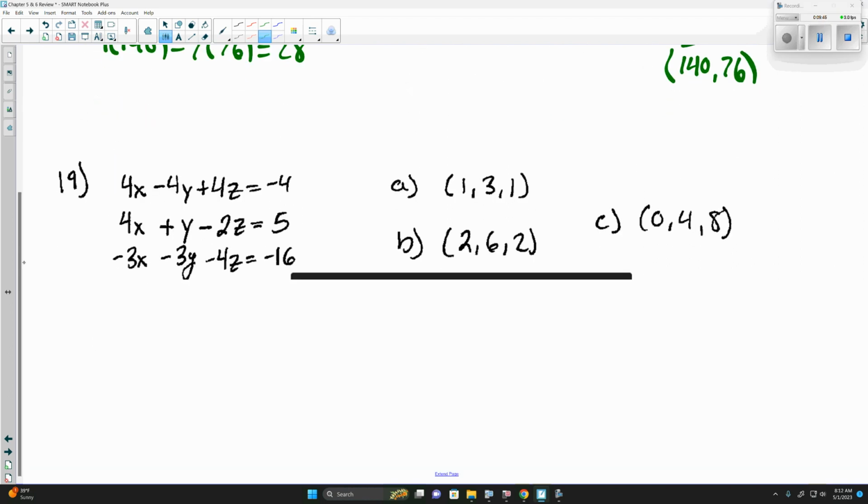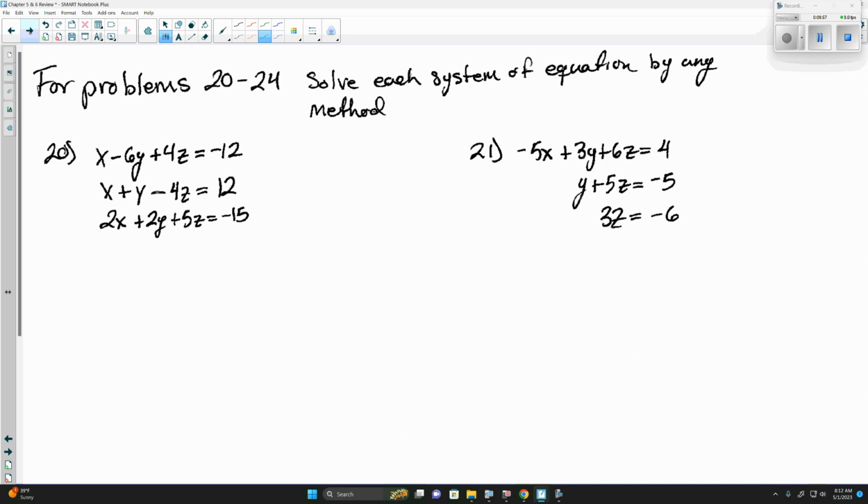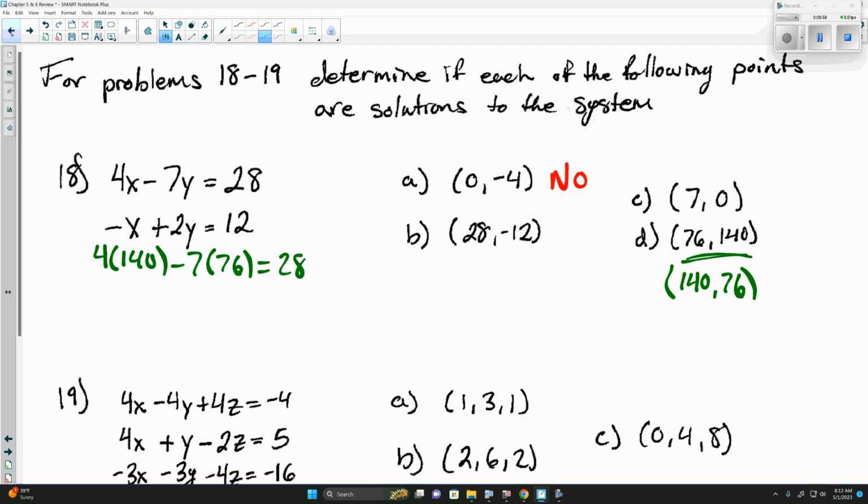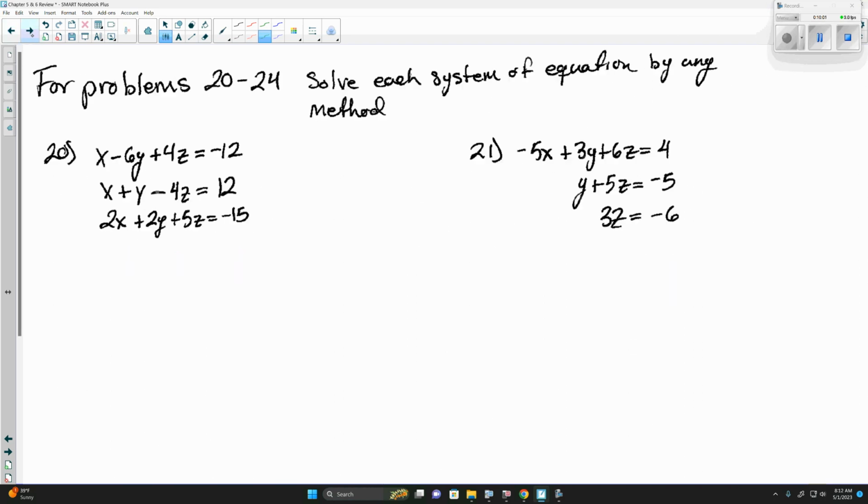Questions on 19? Just plug them in and see which one works for all three. And if it doesn't work for one of the equations, you don't have to keep trying it for the rest of them. Questions on 20 or 21?